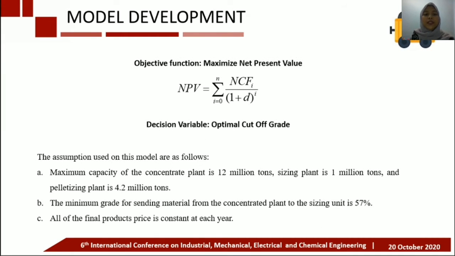The objective function of the model in this research is to maximize the net present value, with 3 main assumptions. The first is that the maximum capacity of the concentrate plant is 12 million tons, the sizing plant is 1 million tons, and the pelletizing plant is 4.2 million tons. The second is that the minimum grade for sending material from the concentrate plant to the sizing unit is 57%, and all of the final products' prices are constant each year.